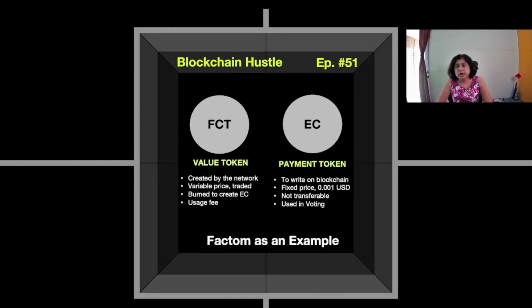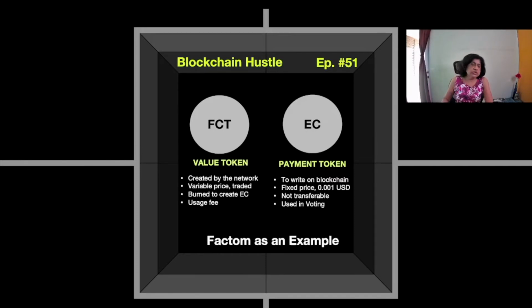Now, in Factom, the protocol operates a two token system, and one token is called factoids or FCT, and the other token is called the entry credits or EC. The factoids are what we term as the value token, and EC is the payment token out here.